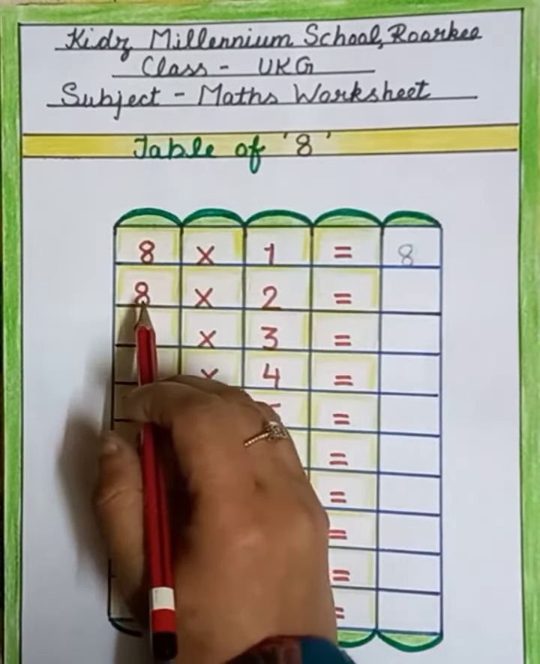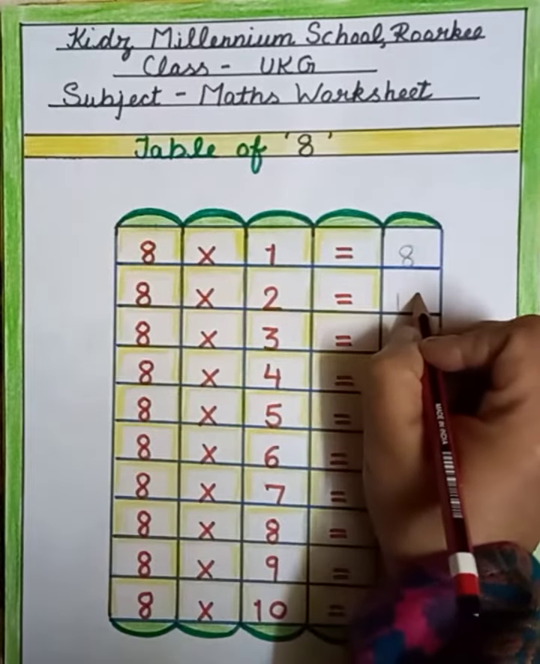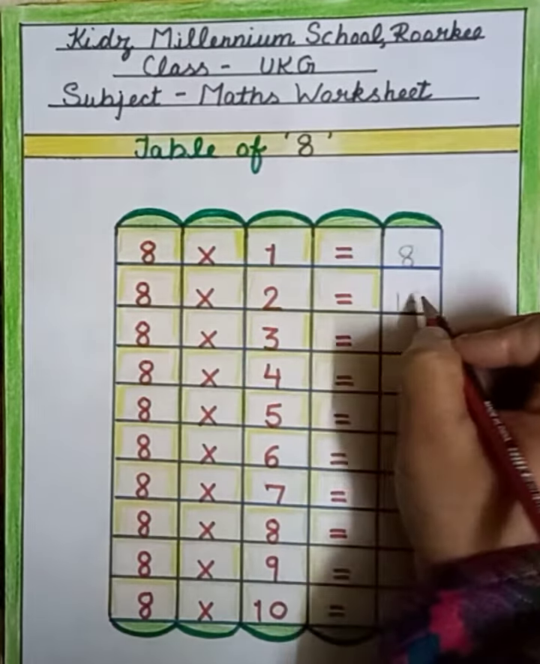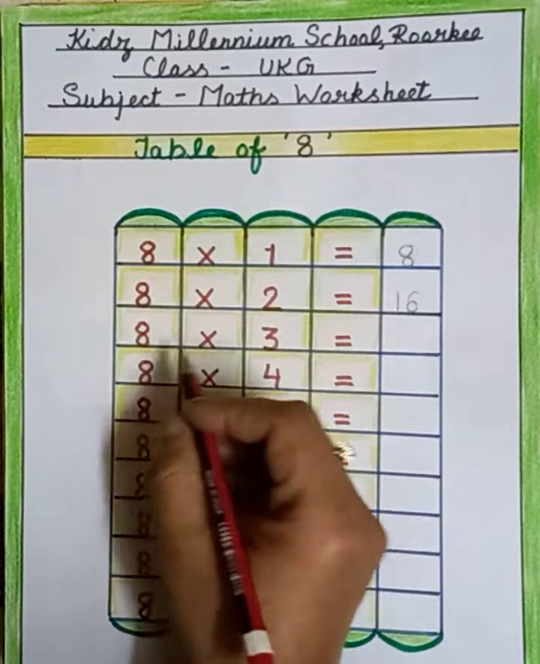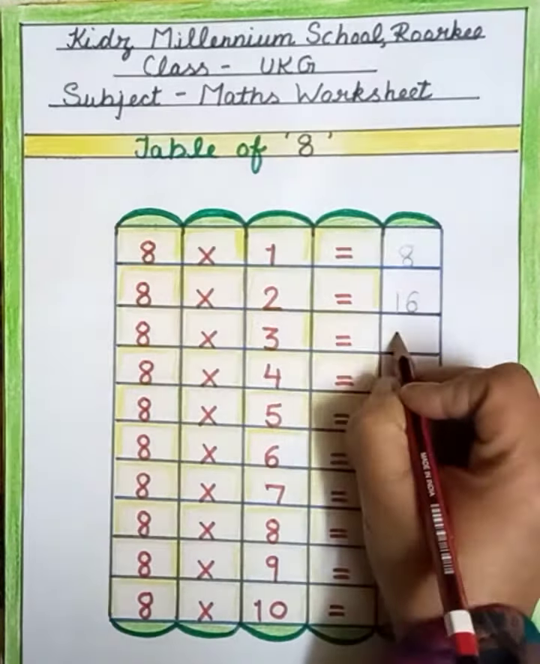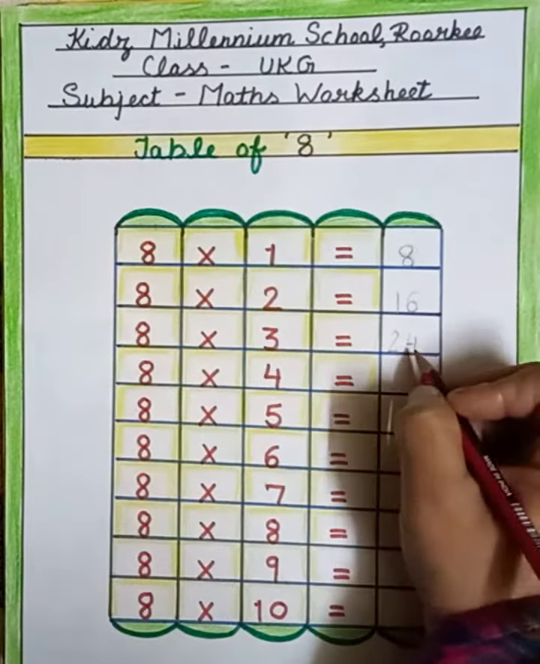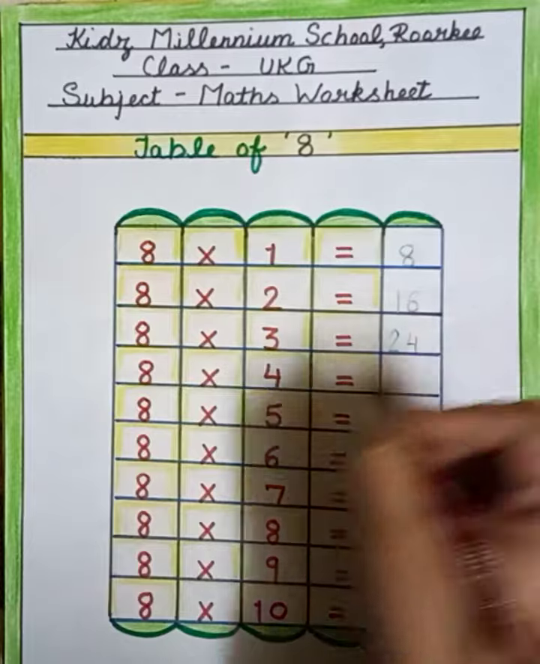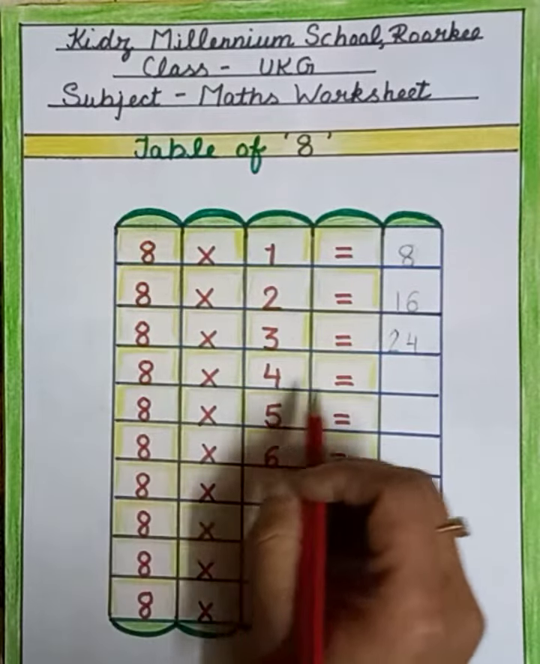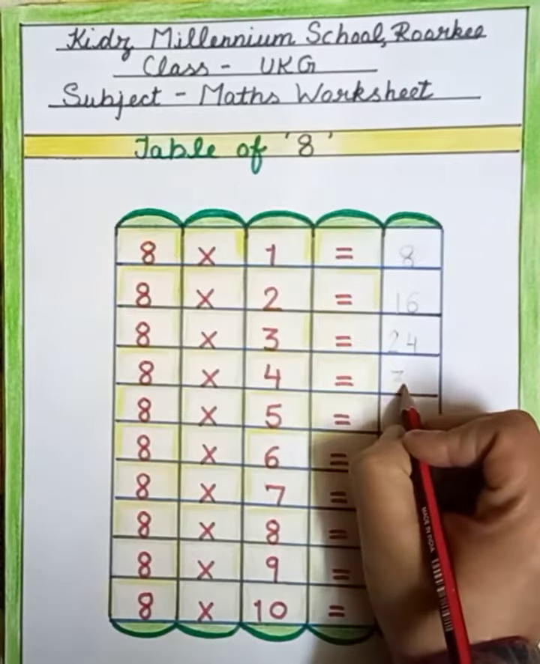Now this is 8 into 2 equals to 16, and we can speak like this, 8 2 ja 16. Now this is 8 into 3 equals to 24, and we can speak like this, 8 3 ja 24. Now my dear kids, this is 8 into 4 equals to 32, and we can speak like this, 8 4 ja 32.